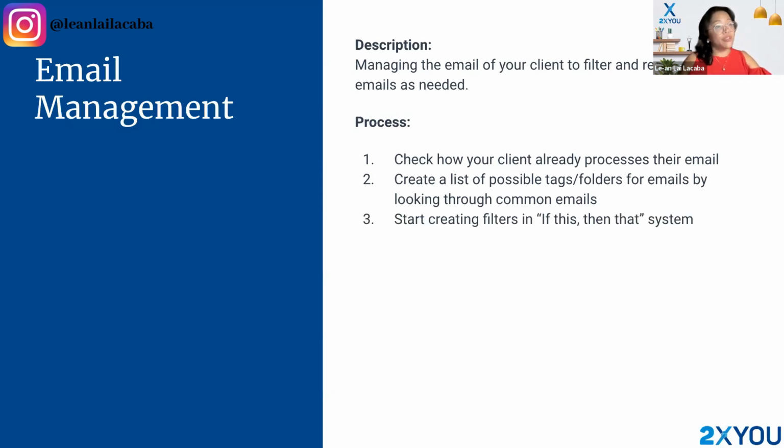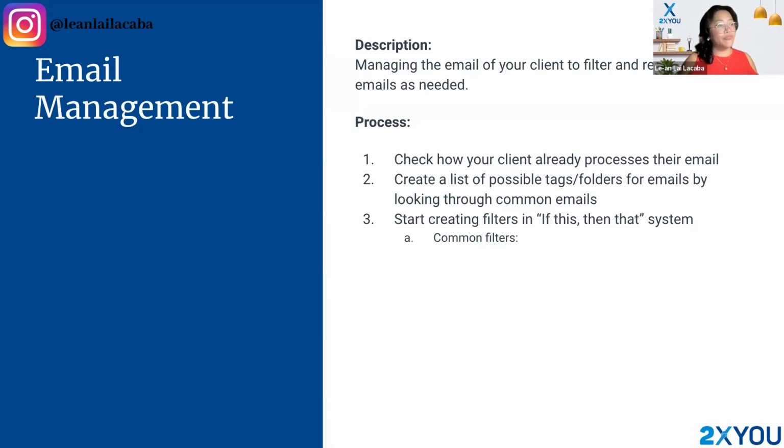And then start creating filters in the if-this-then-that system. So what that means is if this email is coming from this domain, for example, we know that they're a supplier. If this email has an unsubscribe button, that means that this is a newsletter. If this email, and so on and so forth, there are so many examples of that, but you want to start observing what emails your client gets. Different clients will have different things, but it's important to start noticing the patterns that come up.